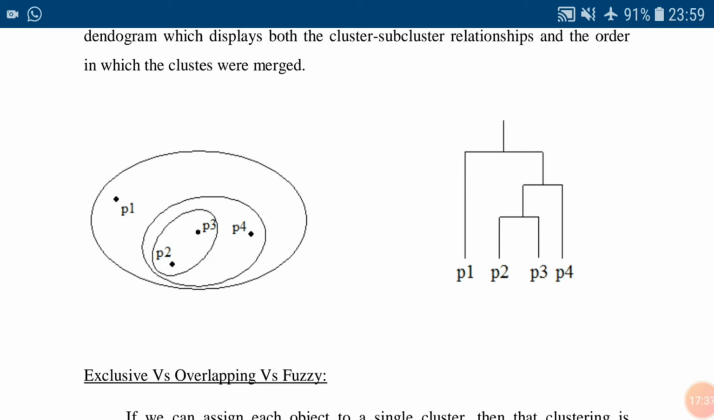Now we will see the tree representation. In the tree we will see P2 and P3. Those are completely one cluster, and they are represented as one cluster here also, as one subpart of the tree.